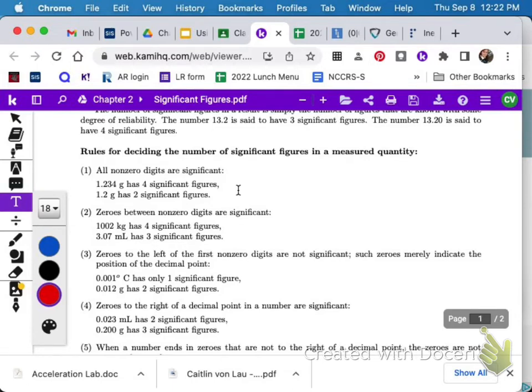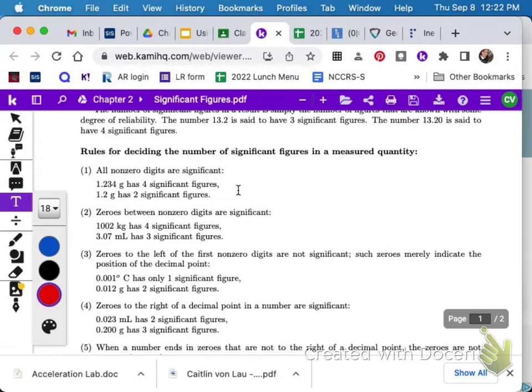Zeros that are to the left of the first non-zero digit are not significant. So they're just a placeholder. So if you have 0.001, those zeros that are to the left are not significant. They are just holding the decimal place for you. The 1 there is the only significant number, so it is 1 significant figure.